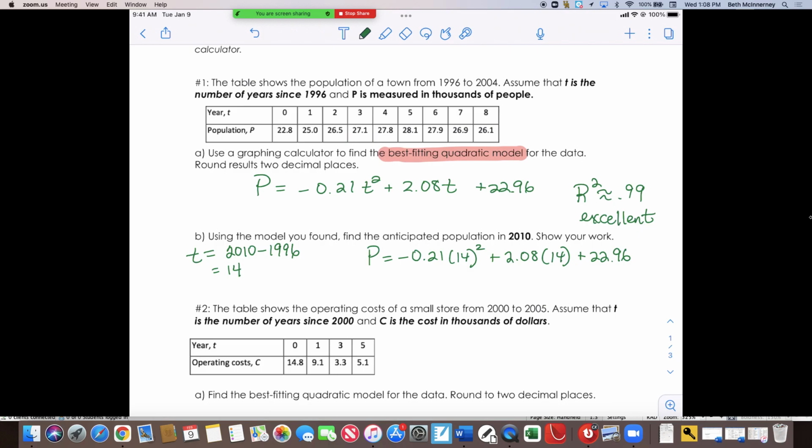Oh, you did fantastic there, Ruth, by yourself. All right, anybody have an answer for P? 10.92. Now, if this were a test question, we wouldn't put 10.92, because P is in thousands of people. So we would say the population was, and now we're estimating, right? Approximately 10,920 people.